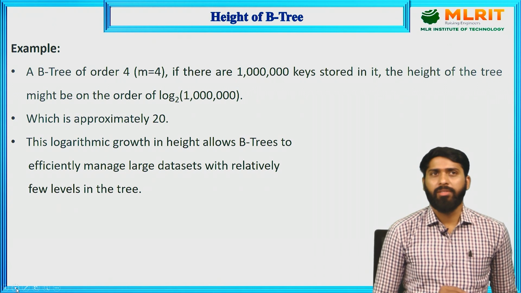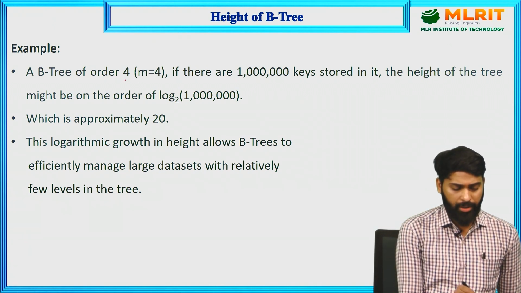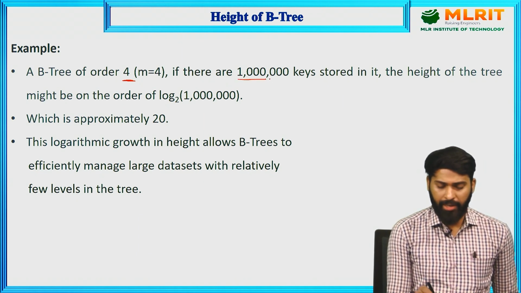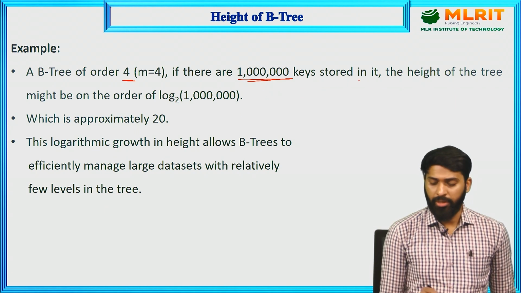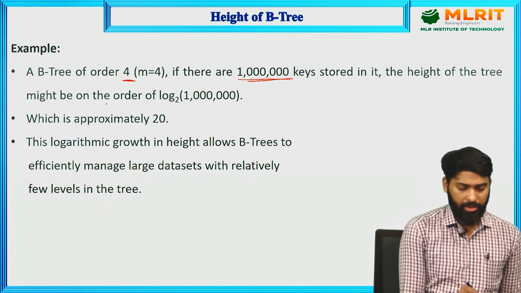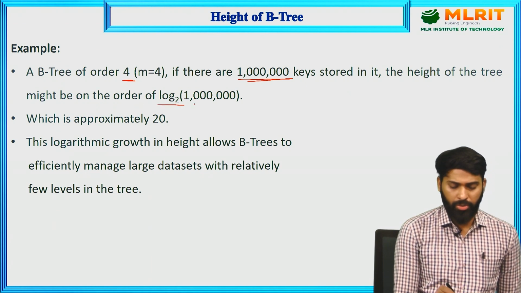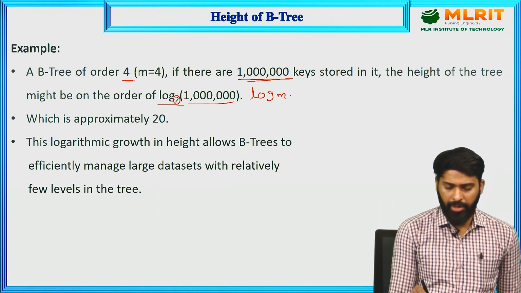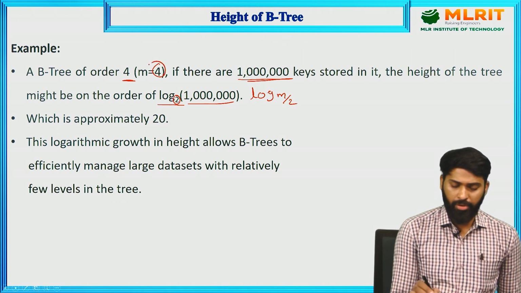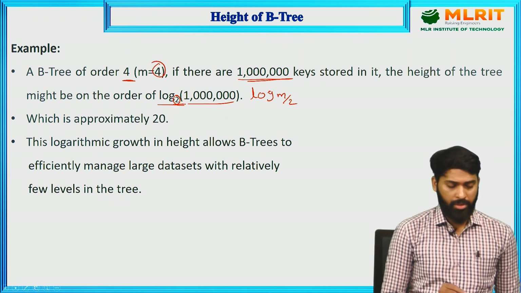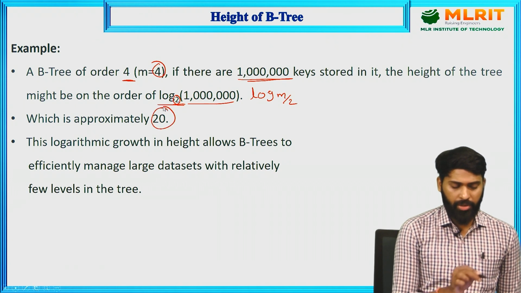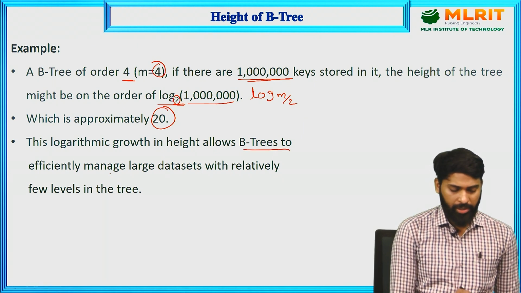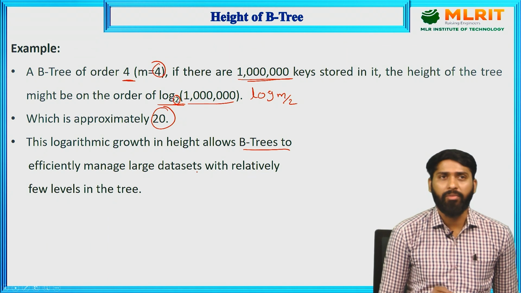So, let us see one example. A B tree of order 4, m equals 4. If there are 10 lakh keys stored in it, the height of the tree might be on the order of log base 2 of 10 lakhs. So, why is it log base 2? It is log base m by 2. So, here what is m? 4 by 2 equals 2 here, which is approximately 20. This logarithmic growth in height allows B trees to efficiently manage large data sets with relatively few levels in the tree.